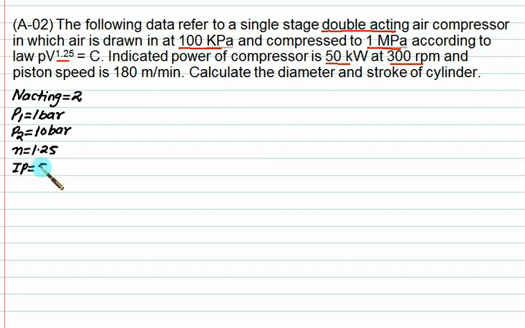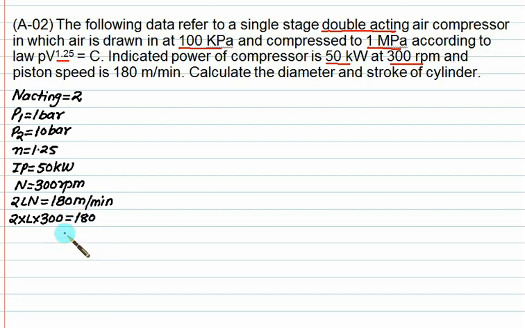Theoretical power, which we also call IP, is 50 kilowatts at a speed equal to 300 rpm. So capital N equals 300 rpm. Piston speed is given as 2LN equals 180 meters per minute. Now we know the value of N and the value of 2LN, so we can substitute N as 300 and calculate stroke in meters. So we get stroke equals approximately 180 divided by 2 divided by 300, which comes out to be 0.3 meters.